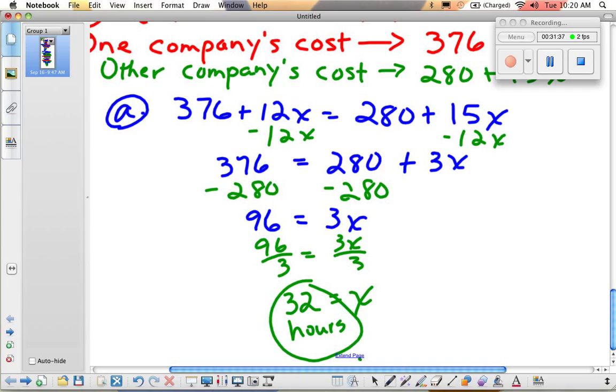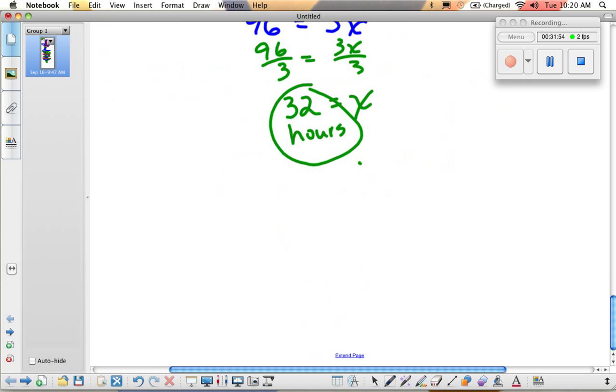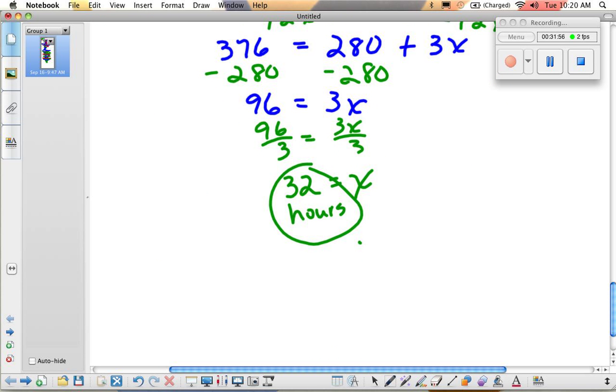Do you agree with me that at 32 hours, that's when it wouldn't matter which company you went with? If it takes them 32 hours to paint your house, it doesn't matter which company. One charges less to start with and more per hour, and the other one vice versa. Okay, then it says B. I'll try to leave that there for those of you who might not have gotten that to accomplish. It says, what will that cost be?